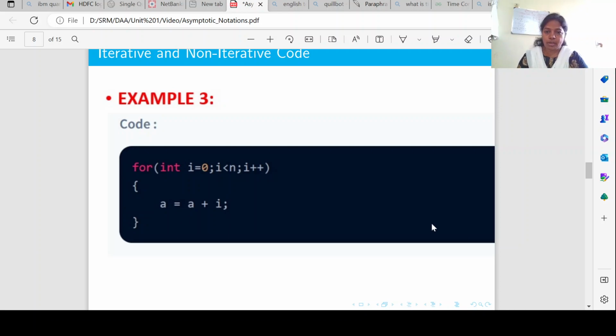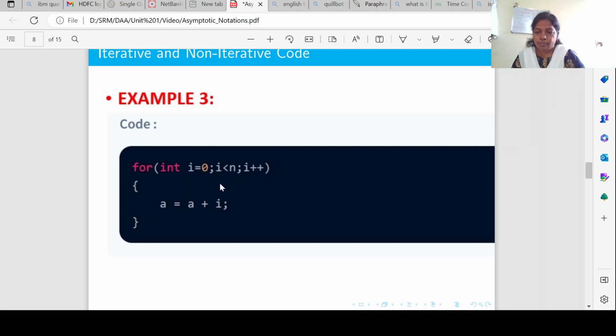In this example you have a for loop, right? For integer i equal to 0, i less than n, i plus plus. So 1 unit of time is needed for this assignment operation and another unit of time for this comparison operation. And here you also have an individual statement, a equal to a plus i. We are allocating 1 unit of time for this assignment and another unit of time for this arithmetic operation plus. So this also takes constant time, 2 units of time.